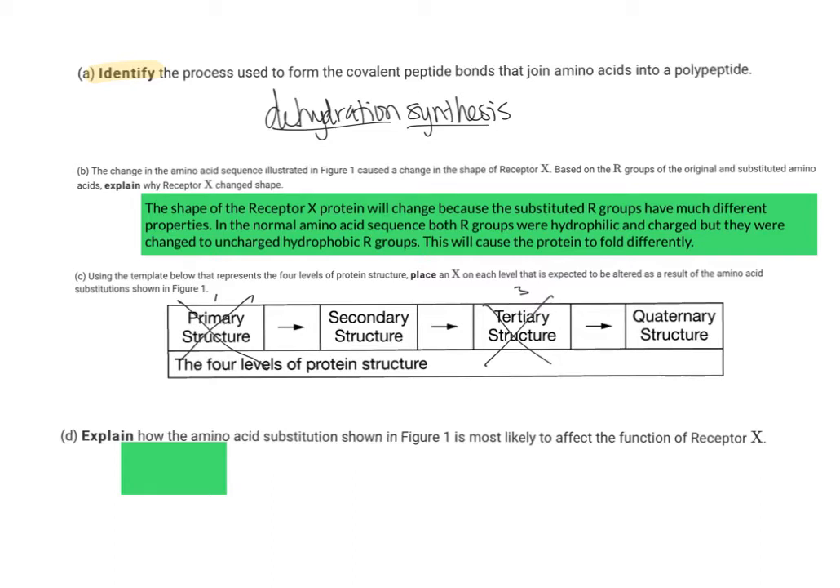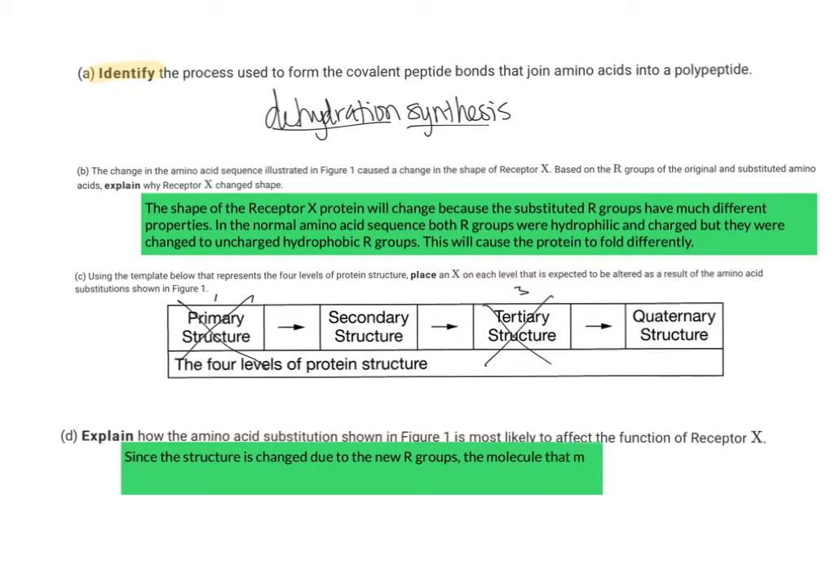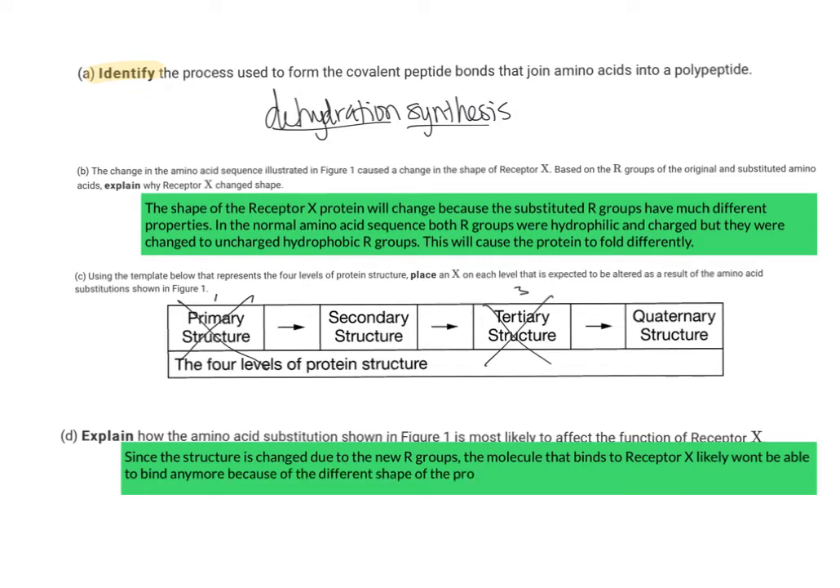And so for this, since the structure is changed due to the new R groups, and we explained that in part B, the molecule that binds to receptor X likely won't be able to bind anymore because of the different shape of the protein, right? And that's going to ultimately affect its function. So we came full circle. Likely this receptor won't function because it's folded differently as a result of these substituted R groups. So that was the first question. I hope that was helpful.